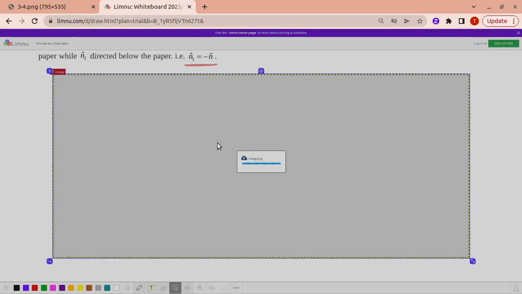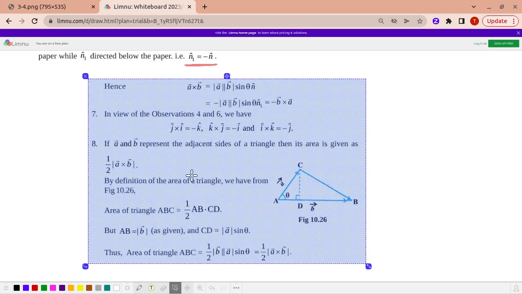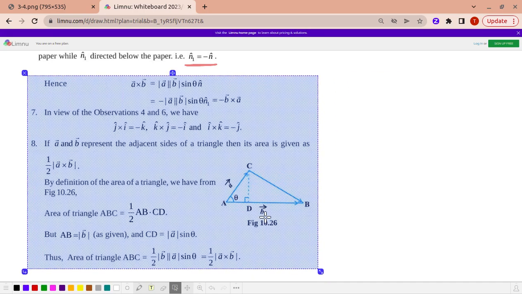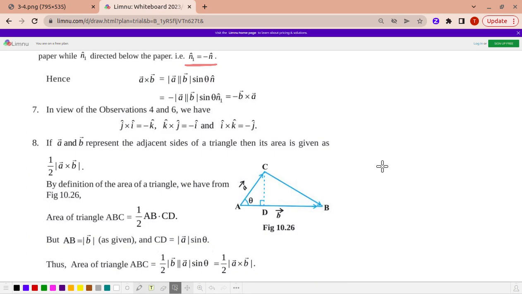From that information we can conclude the next important observation. And what is that, dear students? You see that A cross B is equal to mod A mod B sin theta into n cap. Now as n cap is equal to minus n1 cap, we put a minus sign here: minus mod A mod B sin theta n1 cap, so that is equal to minus B cross A. So, A cross B is equal to minus B cross A.